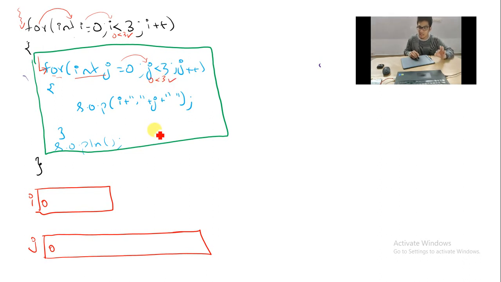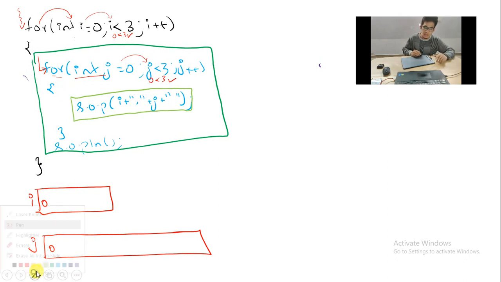If the condition is true, yes, the condition is true. If the condition is true, execute the body of the j loop, you are telling. But the question is, what is the body of the j loop? This is the body of the j loop. Agree or not? There is only one statement in the body of the j loop. So is 0 less than 3? Yes. You are telling execute the body of the j loop. So it will execute this body of the j loop.